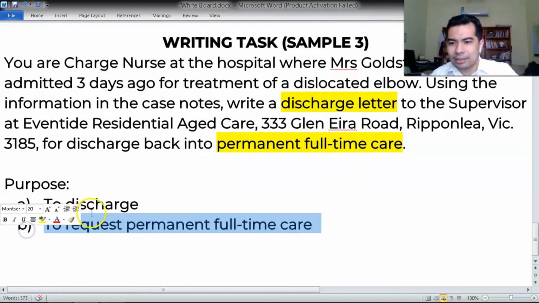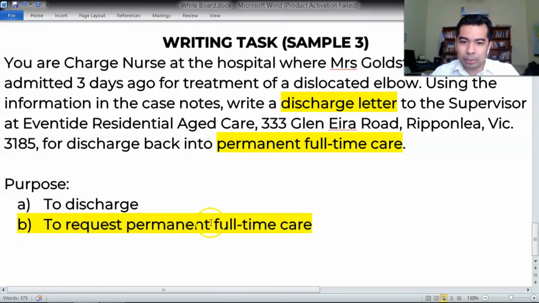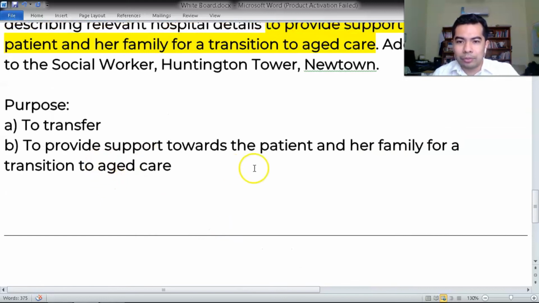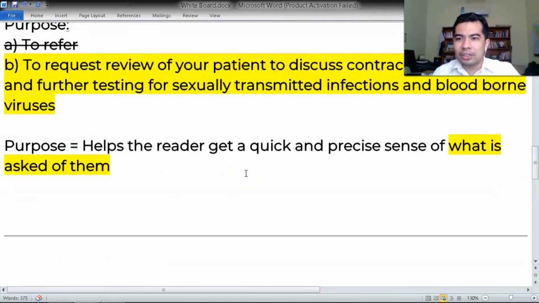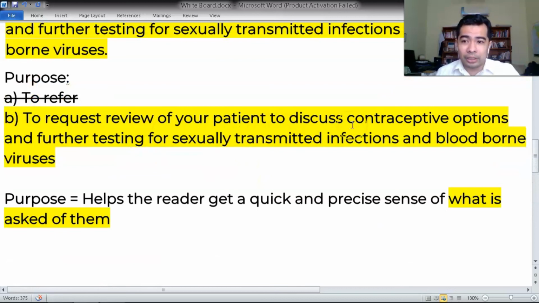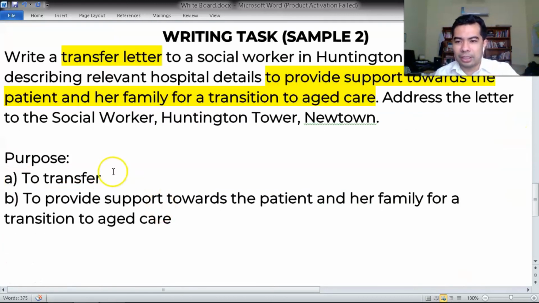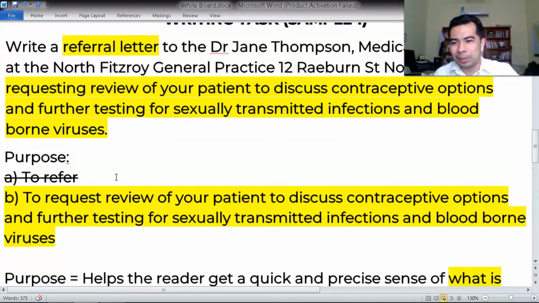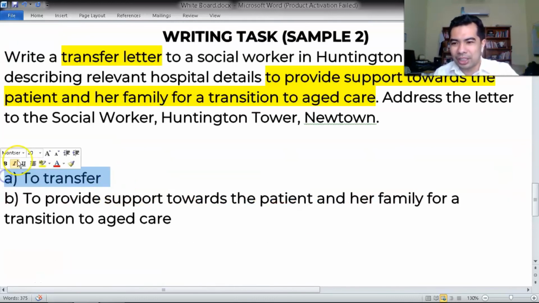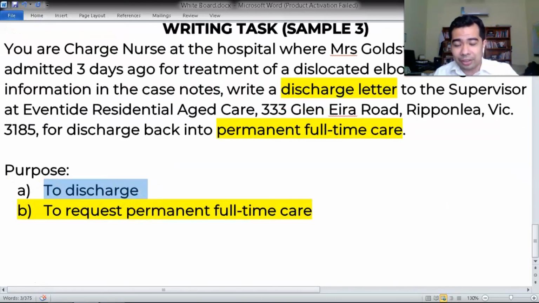And this is what is doing that. It's to request permanent full-time care. It's to provide support towards the patient and her family for transition to aged care. It's to request a review of the patient and discuss contraceptive options and further testing. That's the purpose. I hope it's 100% clear. I hope you'll never write again, the purpose is to refer, the purpose is to transfer, or the purpose is to discharge. Again, give the reader a precise sense of what you're asking from them.